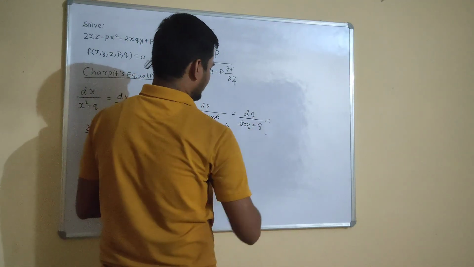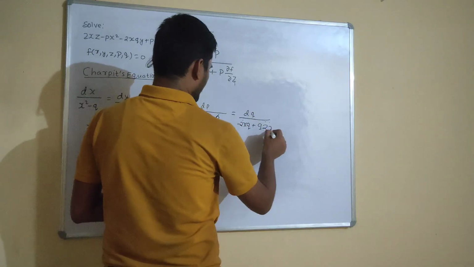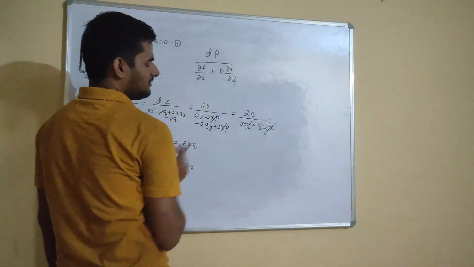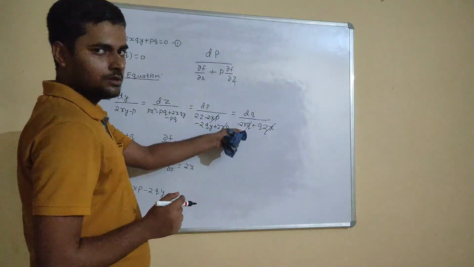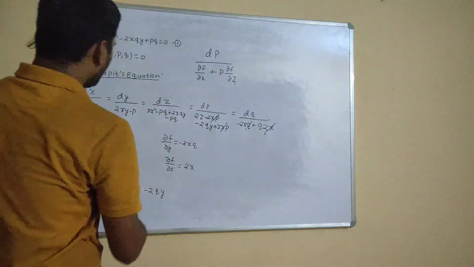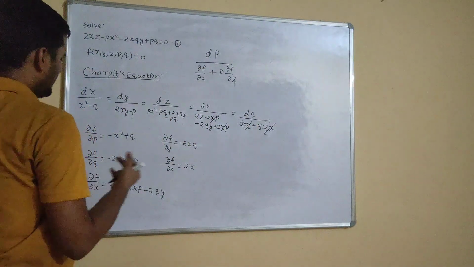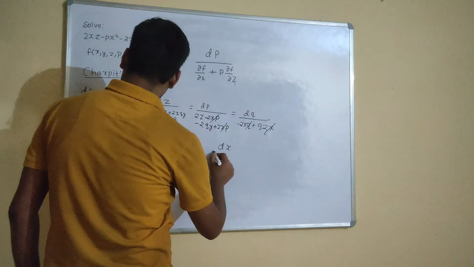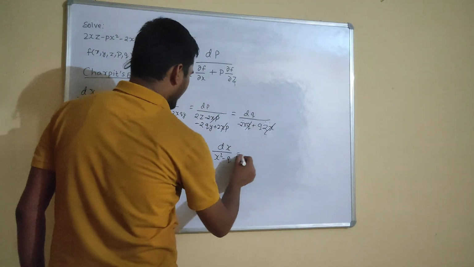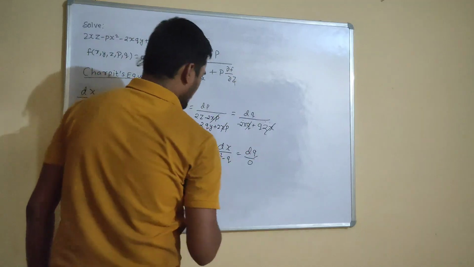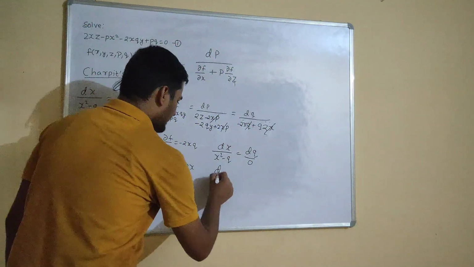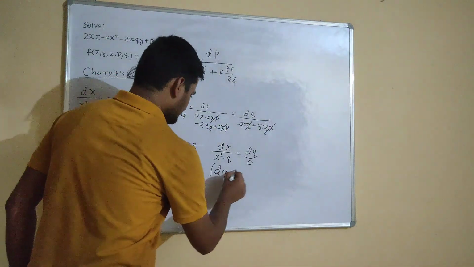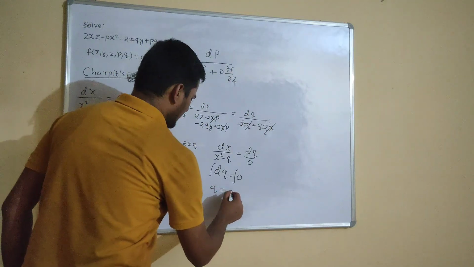So this time I think this question is the best one to solve. Why am I saying that? Because look at the last fraction that you are getting, dq by 0. Now if you equate dq by 0 to any of the previous 4 fractions, let's suppose I am taking the first one, you can take any other. So dx by x square minus q, if I equate it to dq by 0, what will I get? This will go 0. So I will get dq equals 0. If I integrate from here, I will get q equals any constant, let's say a.